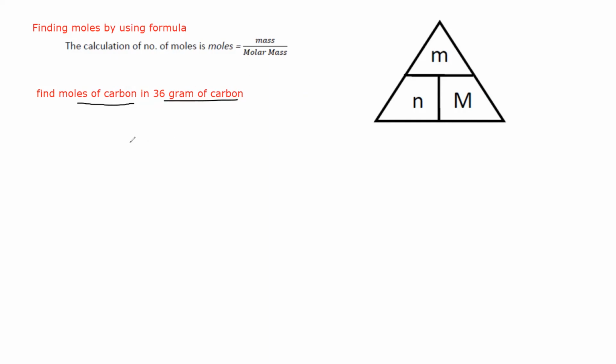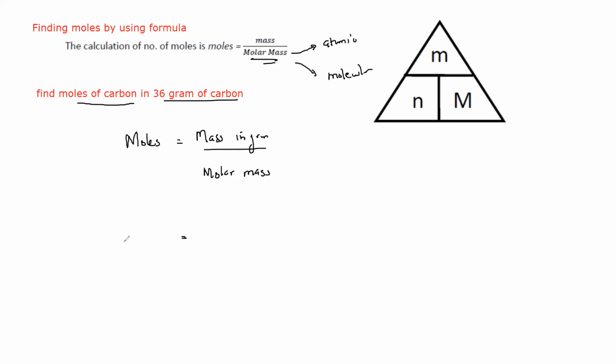That's a question. So you have the formula: moles equal mass in gram divided by molar mass. What is the meaning of molar mass? Molar mass is the atomic mass or molecular mass. If substance is an atom, it will be atomic mass. If substance is a molecule, then it will be a molecular mass. So we have to find moles in 36 gram of carbon. The formula: moles equal mass in gram divided by the molar mass.